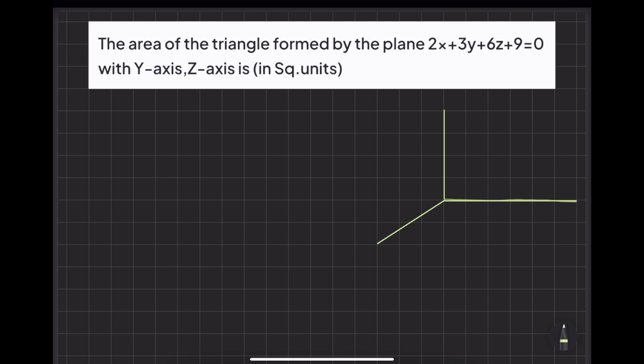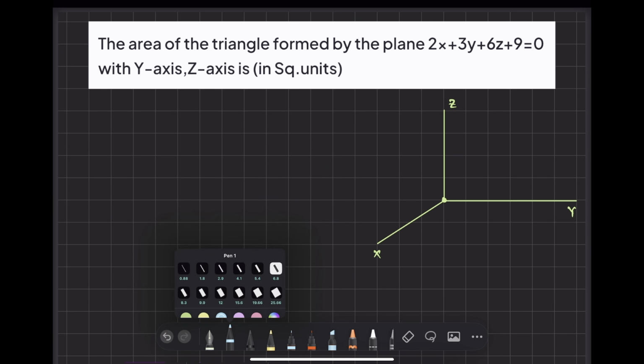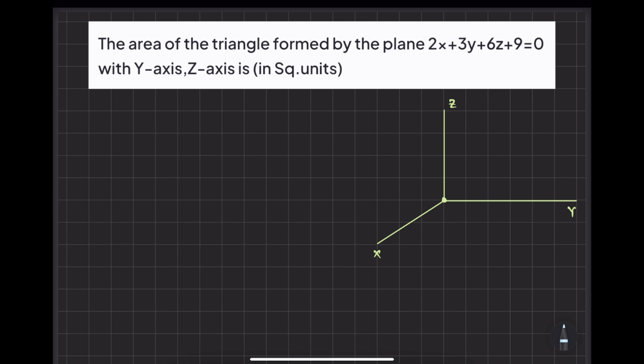So, suppose that this is the x axis, this is the y axis, and this is the z axis. Now, suppose this plane is intersecting, it will cut the x axis at some point, the y axis at some point, and the z axis at some point. Okay, so we will try to find out those points first. So, suppose these are the points.